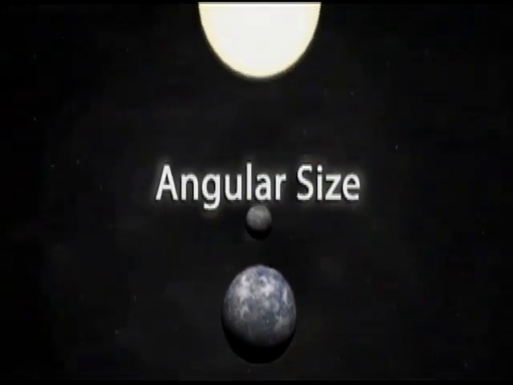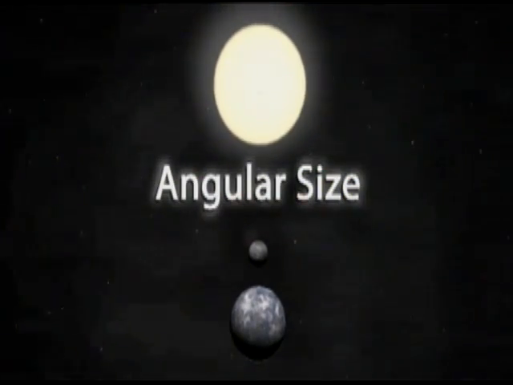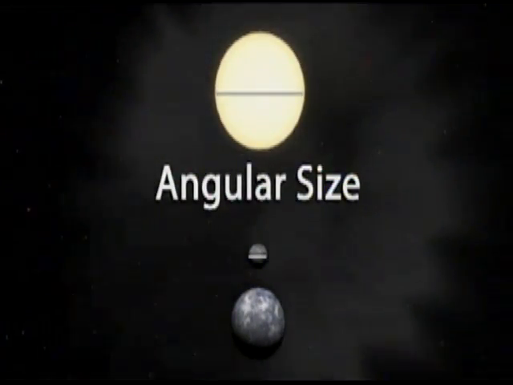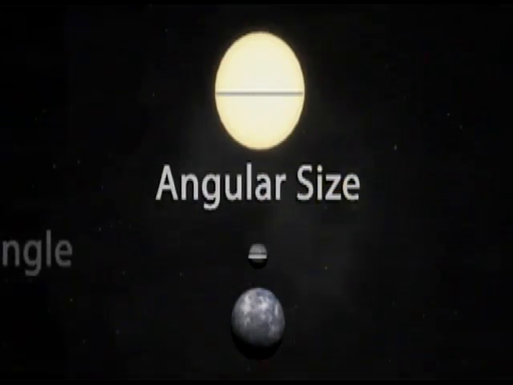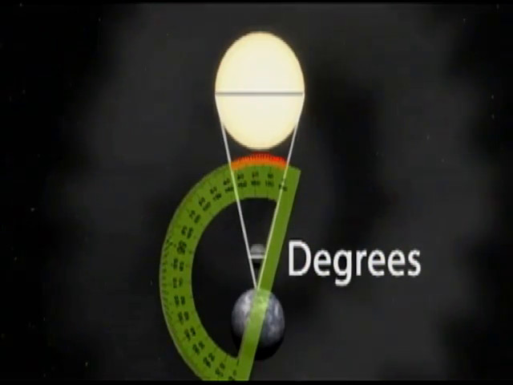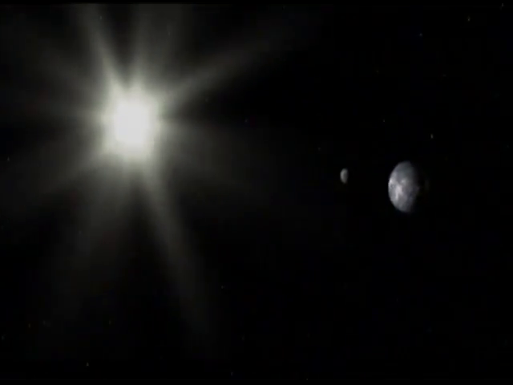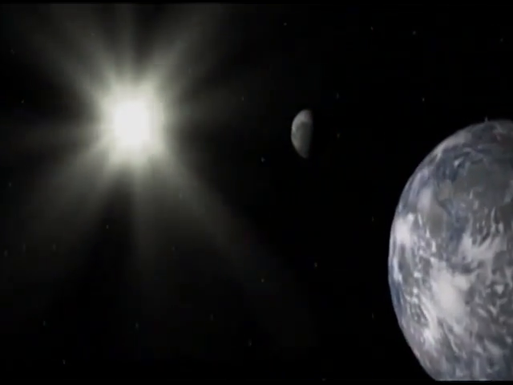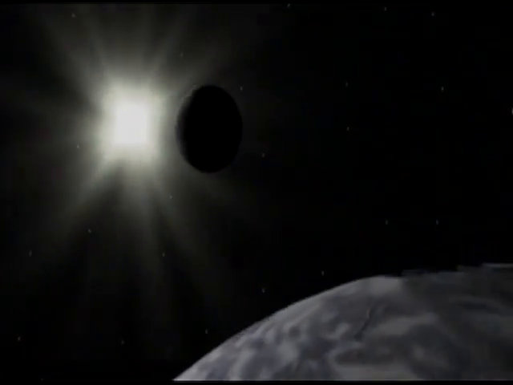Angular size is the measure of an angle formed by extending imaginary lines outward from a specific point to span the width of an object. The imaginary lines form a triangle. Angles are measured in degrees. Two objects in space may appear to be the same size if their distances and diameters are proportional, and if they are viewed from the same position on Earth.